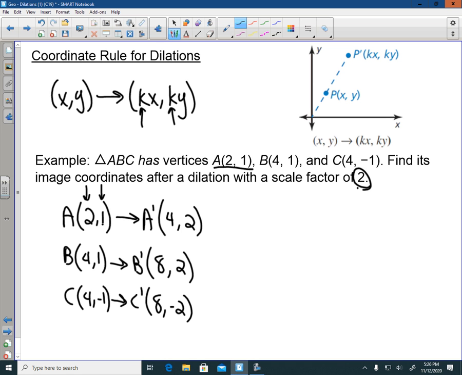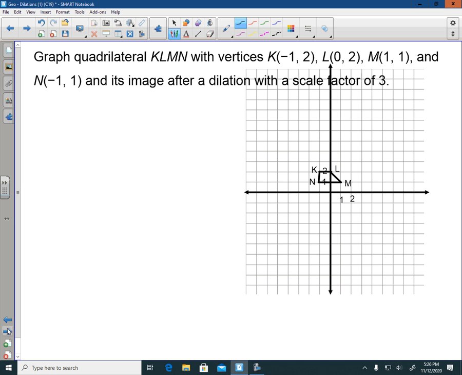And these new points are what you would graph in order to see your new dilated triangle. Now, since it has a scale factor of 2, and this isn't asked in the example, is that an enlargement or a reduction? If you said enlargement, you're right, because 2 is bigger than 1. And every time you have a scale factor bigger than 1, you have an enlargement.